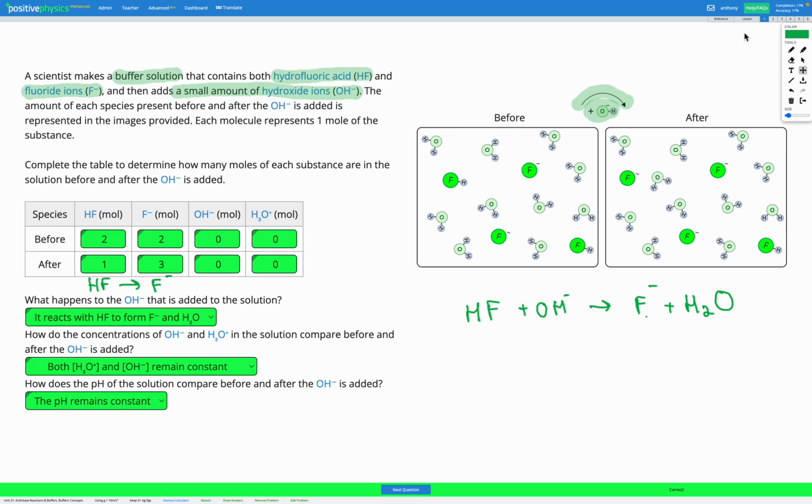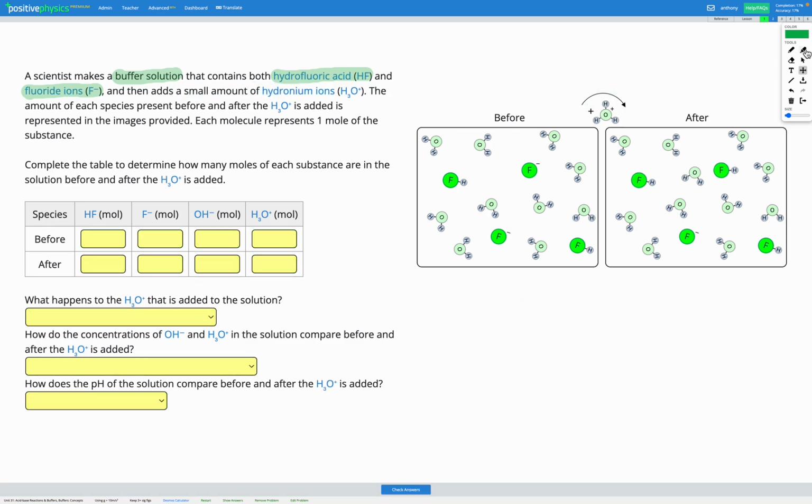Let's try one more example of this type. In this question, we again have a buffer solution made of hydrofluoric acid and fluoride ions, but this time we're going to add a small amount of hydronium ions, H3O+. So shown here, we're adding 1 mole of H3O+ ions in our representation.